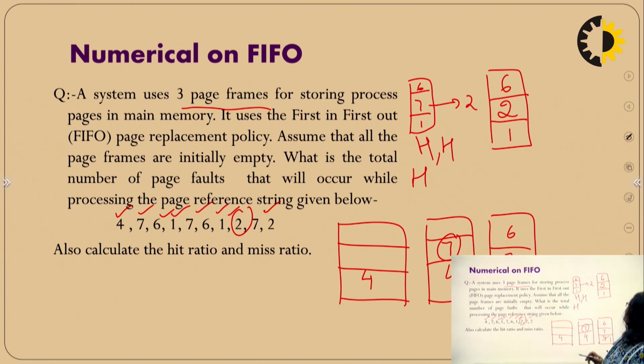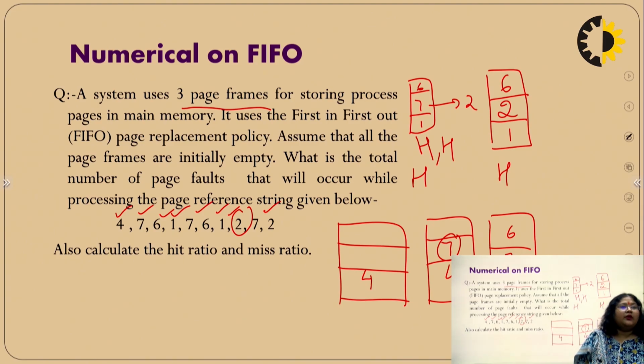Now 2. 2 is already present, so it is a hit. This is H represented as hit. Either you use H or tick or any sign you have to use for hitting pages. So these are the complete 4 hits in this particular algorithm for the FIFO. I think it is clear.